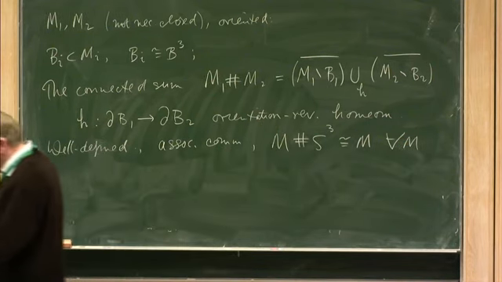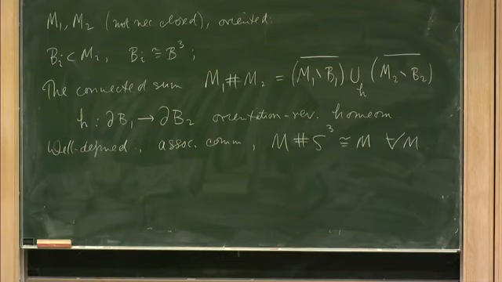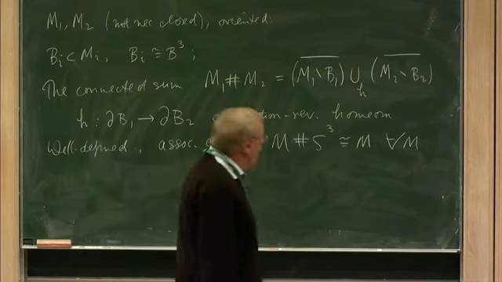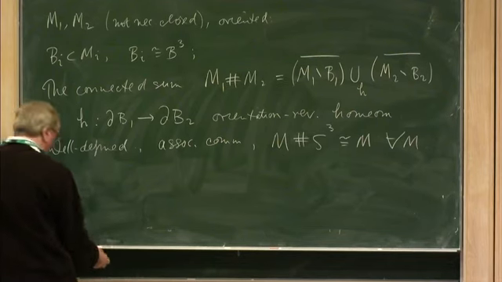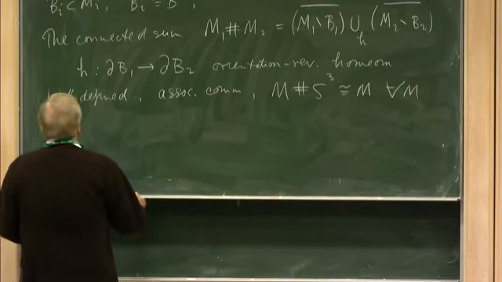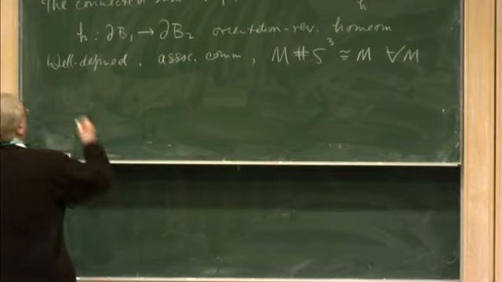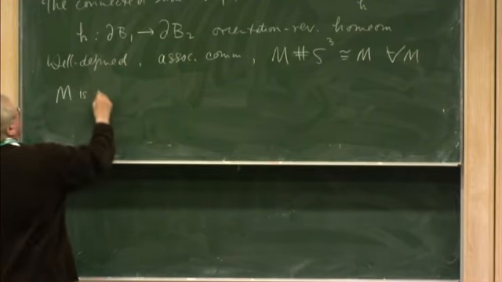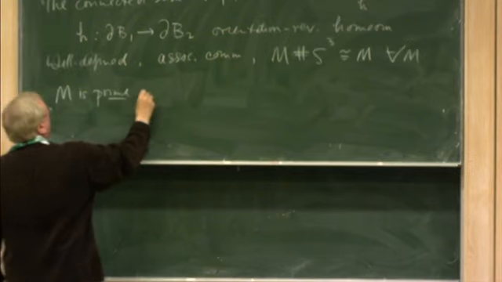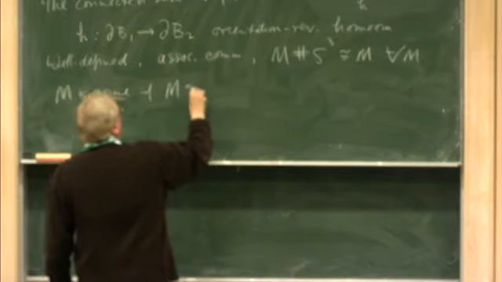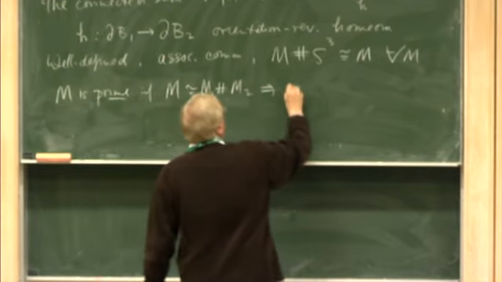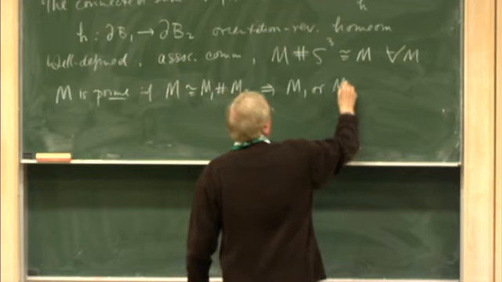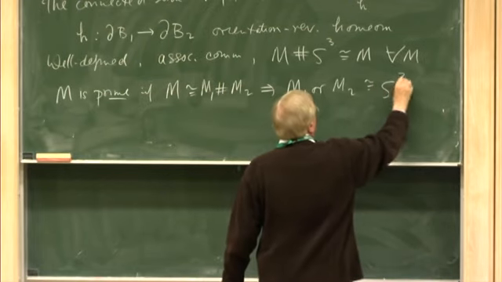And this gives rise to the obvious notion of prime. So that's the first word up there, prime. You say that M is prime if it cannot be decomposed non-trivially as a connected sum. So M is prime if M homeomorphic to M1 connected sum M2 implies that M1 or M2 is just the 3-sphere.